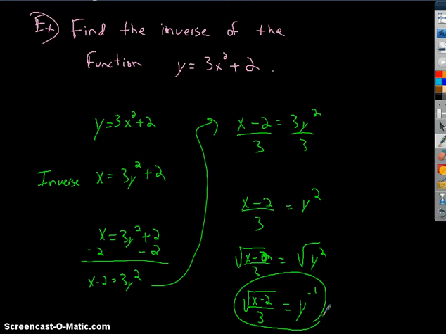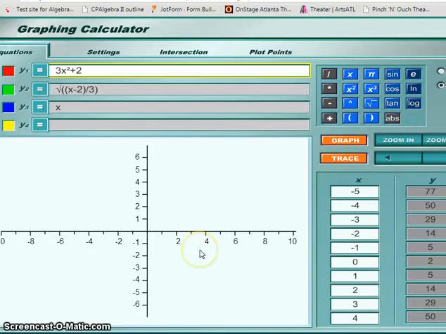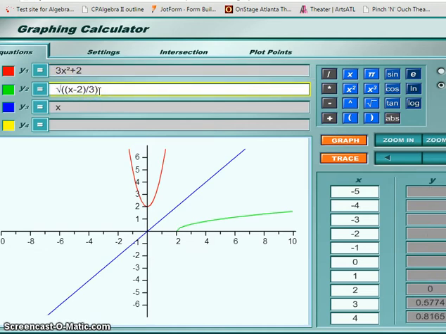So this is the first equation and this is the inverse equation. I'm going to take it back to my graphing calculator and see if I can recognize whether or not they are symmetric about the line y equals x. All right, so here's the first equation, 3x squared plus 2. If I graph it, there it is. And there are the other two. The one in green is the inverse function, and the one in blue is the y equals x function.